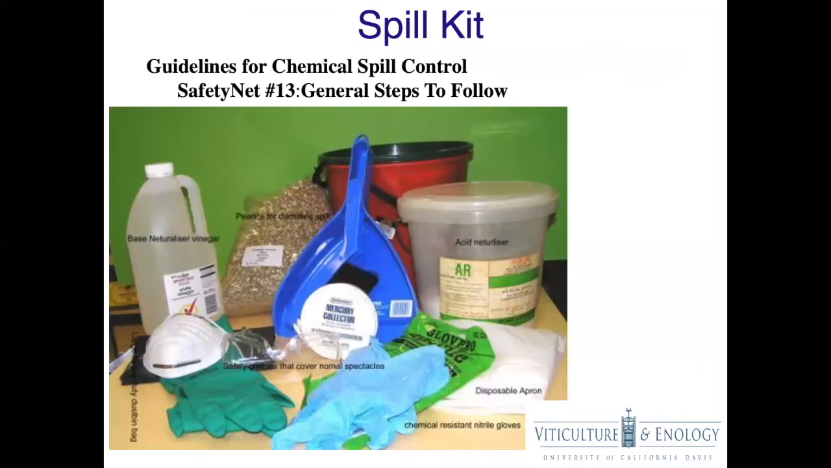Here's an example of a chemical spill kit. Chemical spill kits contain neutralizers for acids and bases, absorbent materials for soaking up spills, brushes and dustpans for picking up used absorbent material, gloves, aprons, or other PPE. Safety Net 13 contains guidelines of how to clean up a chemical spill.